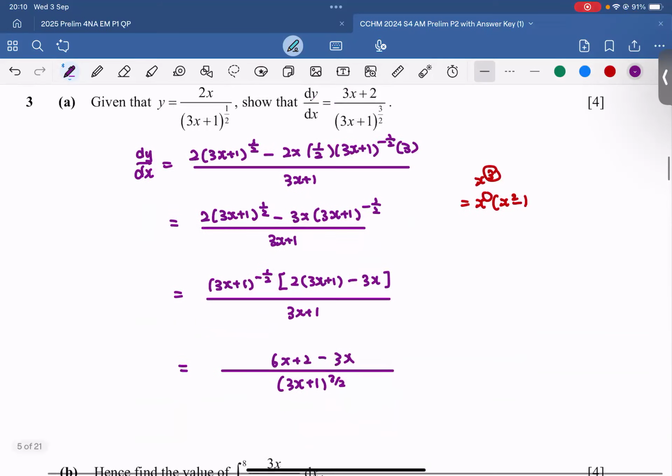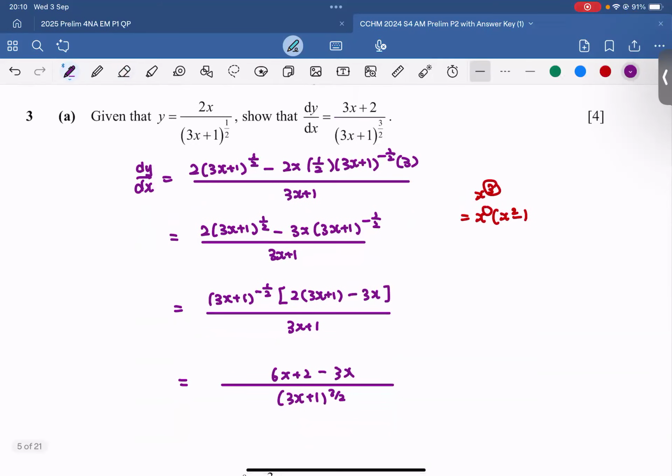Please remember to write a bit more steps, because the question is a show question. So you must give your teacher the idea that you know what you are doing. You are not just trying to bluff your way through. Okay, that's it.